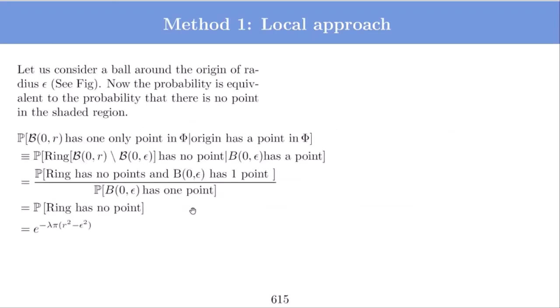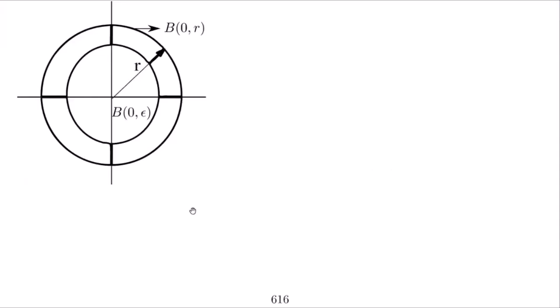So how do we go about it? We will basically consider a ball around the origin of radius epsilon. So I will construct a small ball around the origin of epsilon radius, and I want to compute that there is a point in this ball of 0, r, right? And I want to condition that there is a point at the origin, but instead of basically considering the point at the origin, I would consider that there is a point in this ball of 0, epsilon.